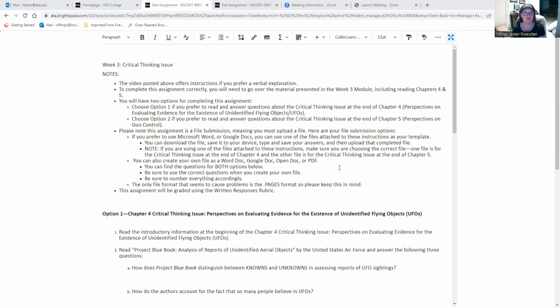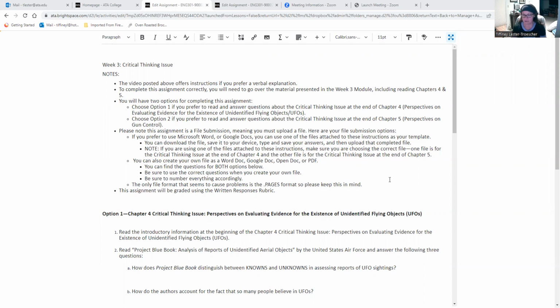Or you can choose to do the critical thinking issue at the end of chapter 5, which is perspectives on gun control. All right, so again, it's totally up to you, but you're going to want to have read both chapters, not really just for the critical thinking issue, but the information that we're learning about in both chapters will help you regardless of which issue you choose to work with. Okay, so make sure that you've gone through the chapters and the lessons here in week 3.